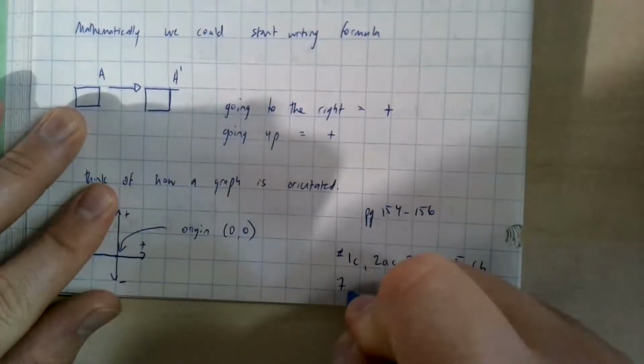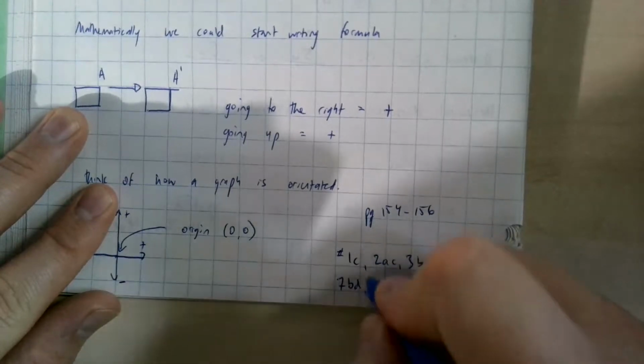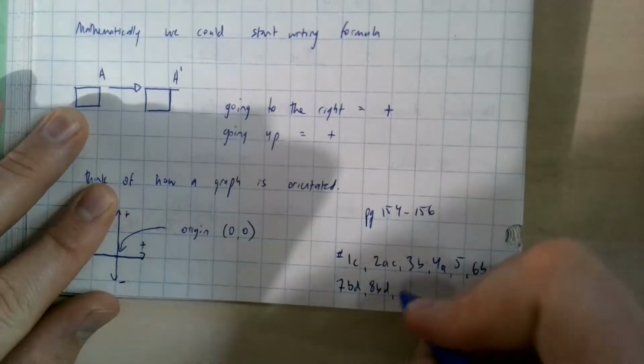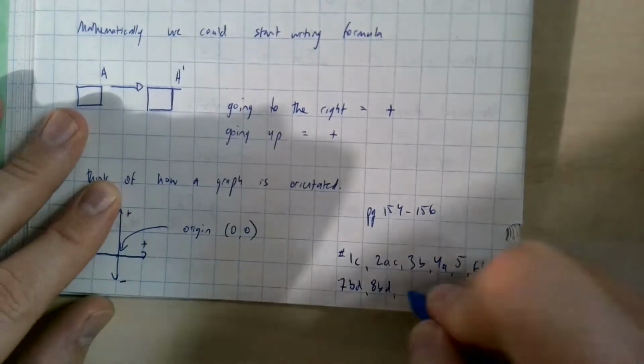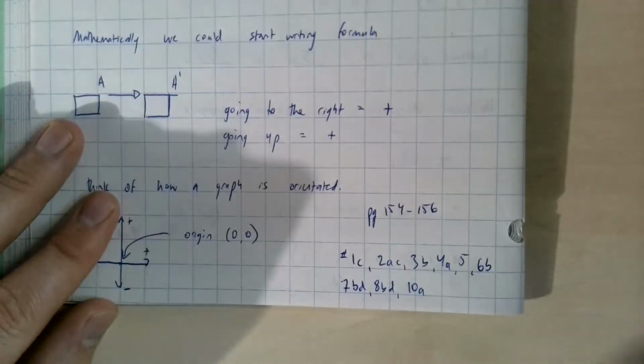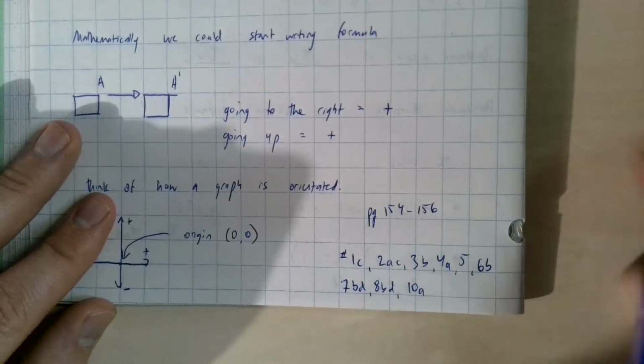Number 7, B and D. Number 8, B and D. And number 10A. All right, that's what I'd recommend. You can do different ones if you want to, but those are the ones that I think hit all the important points of our questions.